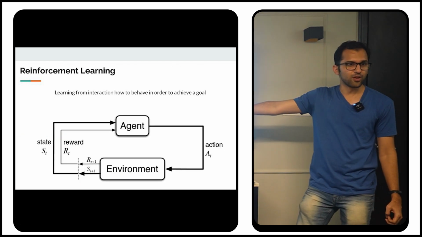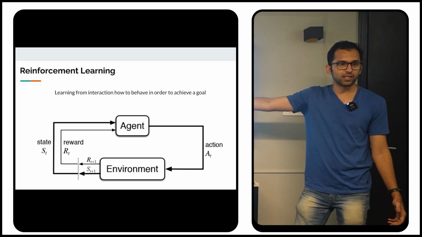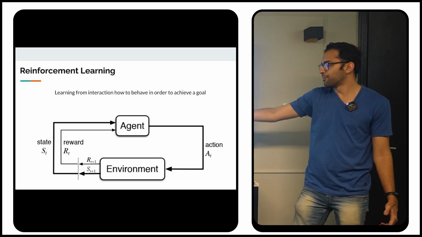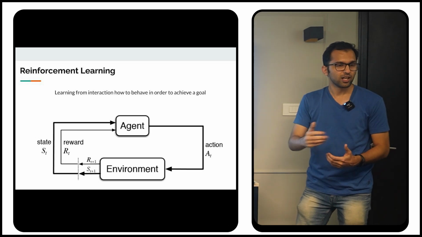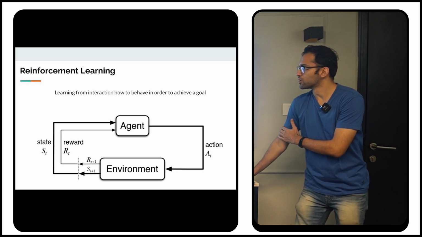This is the general RL framework where the environment provides you with a state, the agent looks at the state and performs an action, and based on that action the environment provides the reward and the next state. We learn from interaction to achieve a goal.